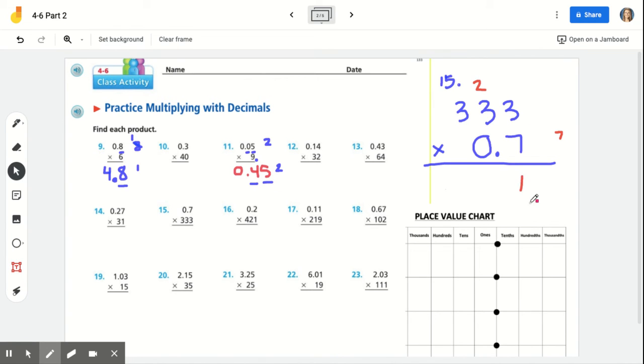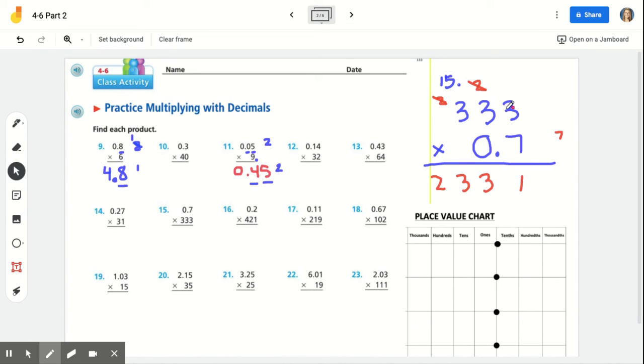7 times 3 is 21. 7 times 3 is 21 plus 2 is 23. So we get our answer of 2,331. Is that our complete final product though? It is not.